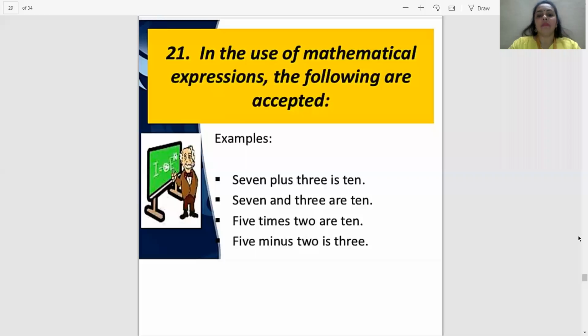Look at it now. 7 plus 3 is 10. 7 and 3 are 10. 5 times 2 are 10. And 5 minus 2 is 3. Now here, why is it "are"?